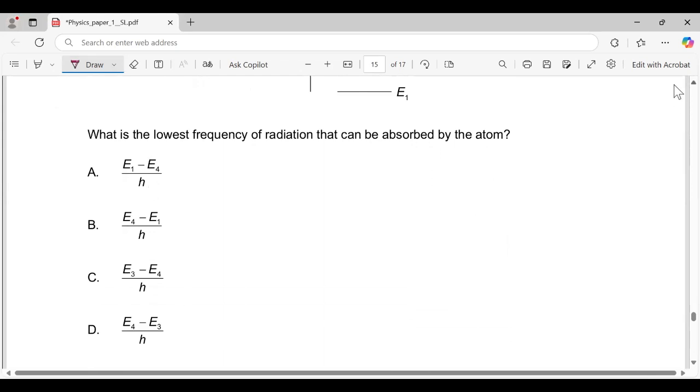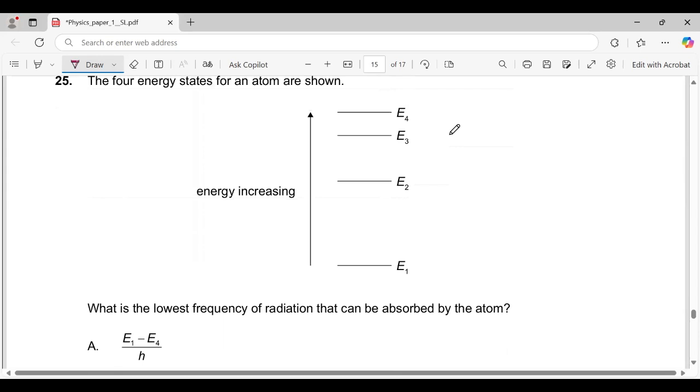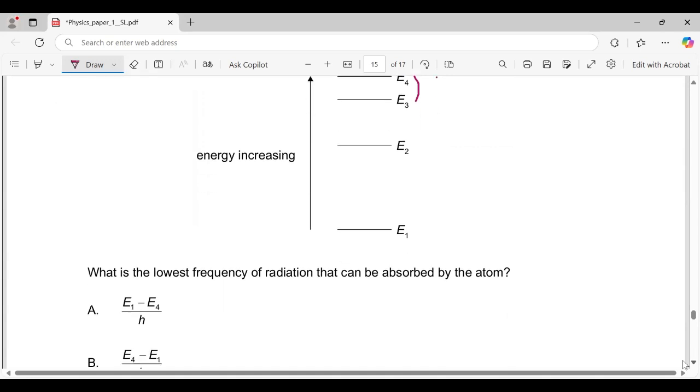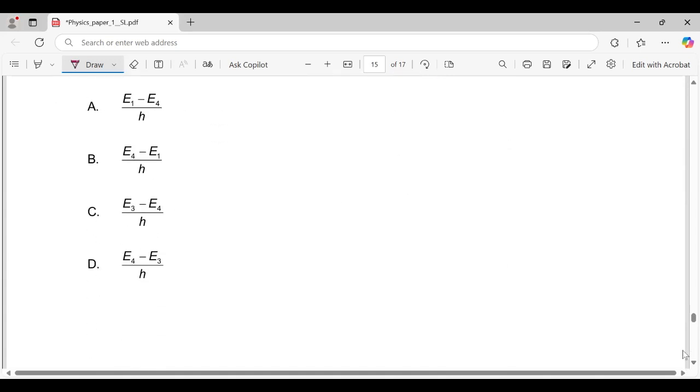E1 minus E4, E1 minus E4. The smallest gap is the one between E4 and E3. This is the smallest, so the lowest frequency corresponds to the smallest gap. That means the lowest is between E4 and E3, this one, D.